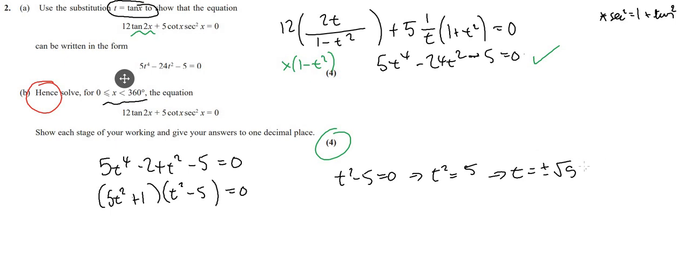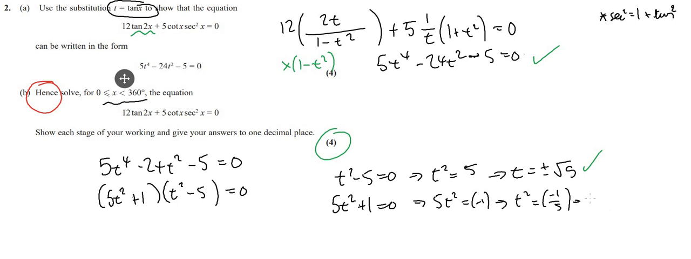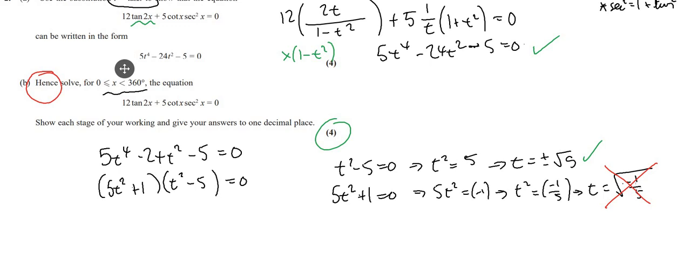Okay, that's all good. Now, for our second factor, we've got that 5t squared plus 1 equals 0. So therefore, 5t squared equals negative 1, and therefore, t squared equals negative 1 over 5. And we would have to take the square root of negative 1 over 5. Now, we know square numbers are always positive. We can't take the square root of negatives. You need to reject this. If you don't reject it, you are going to lose marks because it looks like you think you can take the square root of a negative number, which you can't.